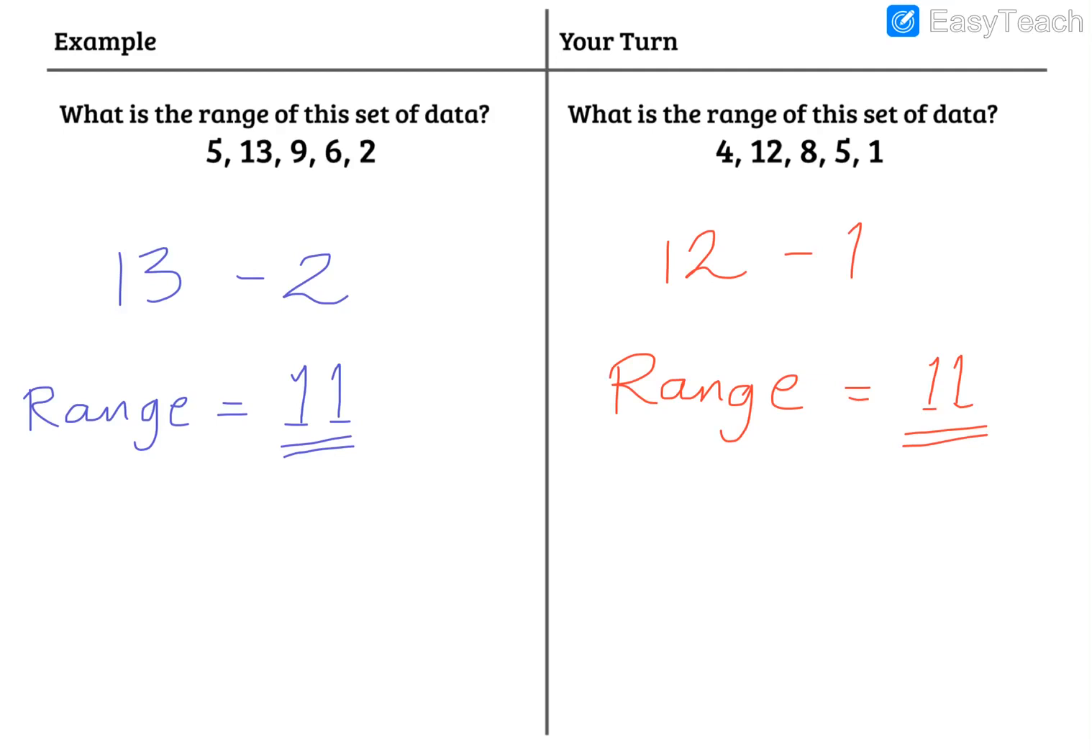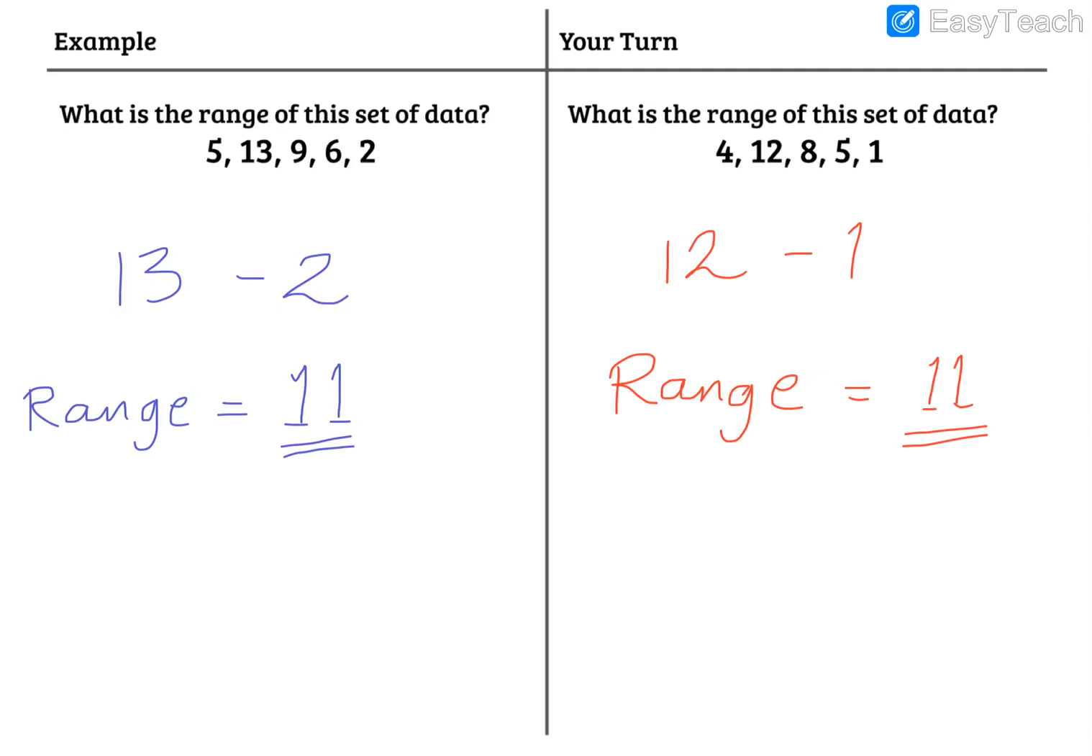Now, did anyone spot the similarity between my two data sets that meant I ended up with the same range? This one was 5, 13, 9, 6, 2. This one was 4, 12, 8, 5, 1. These data values are just the same as these ones, but shifted down by 1. Everything is 1 less. So instead of 5, I've got 4. Instead of 13, I've got 12. And when we did that, it didn't change the range at all, because the range is how spread out the data is. So when we take away 1 from everything, it stays the same amount of spread out. So the range over here was 11. The range over here is also going to be 11.